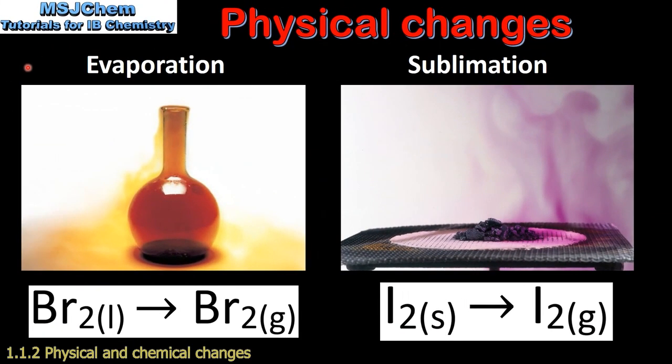Next, we look at two more examples of physical changes: evaporation and sublimation. On the left, we have the evaporation of bromine, in which bromine in the liquid state changes to bromine in the gaseous state. On the right, we have the sublimation of iodine, in which iodine in the solid state changes to iodine in the gaseous state. Because both these examples are physical changes, no new substances are being produced.